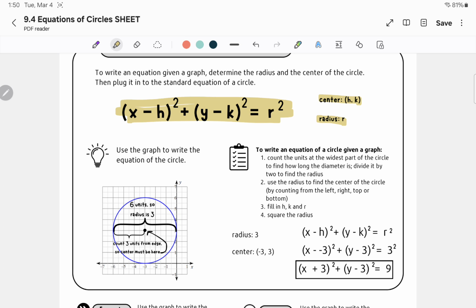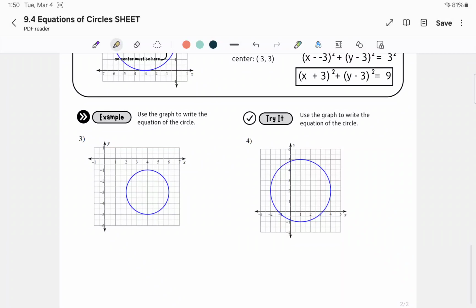We're going to count the units at the widest part of the circle, or you can even look at the longest vertical part of the circle. Once you look at it, you'll be able to tell what the diameter is. And to find the radius, you're just going to divide that by 2, take half of it. And then you're going to use that to find the center. Again, if you can just look at it, you can see where the center will be. You're going to label both of those things, the radius and the center, and you'll be able to write your equation. So let's look at example number 1.